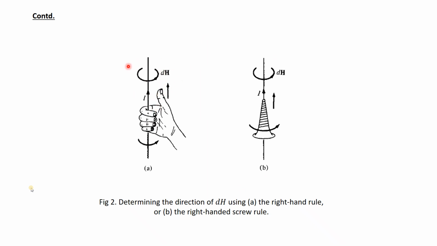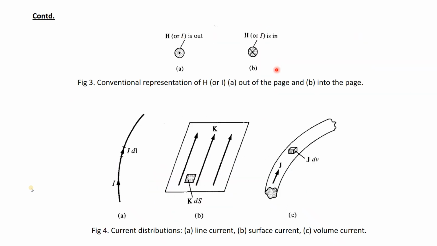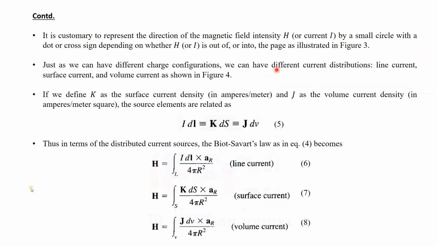If this is the current flowing, then the direction of the magnetic field intensity or flux or magnetic lines of force will be circling the conductor in this way, in anticlockwise direction, if you see from the top. And using the screw also, we can see the screw is rotating in anticlockwise direction from the top. It can be represented like this. So the magnetic lines of force, if you see from the top, are anticlockwise.